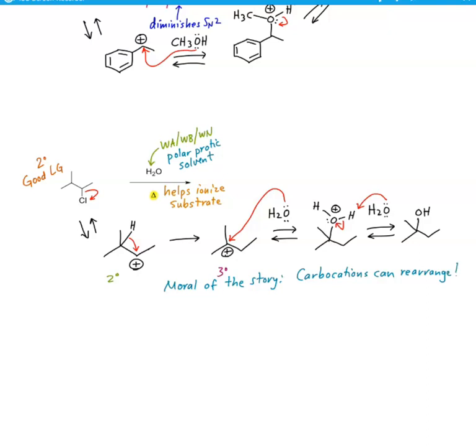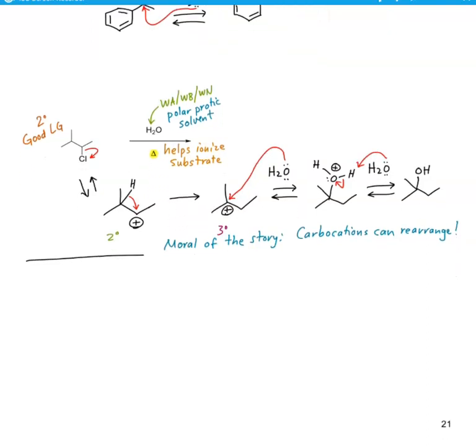Let's do one more example. So let's say that we have tert-butyl alcohol and HBr. All right, so what do we have going on here? We have a tertiary substrate, but unfortunately, OH is a very poor leaving group. Okay, so that's what we can say about that substrate.